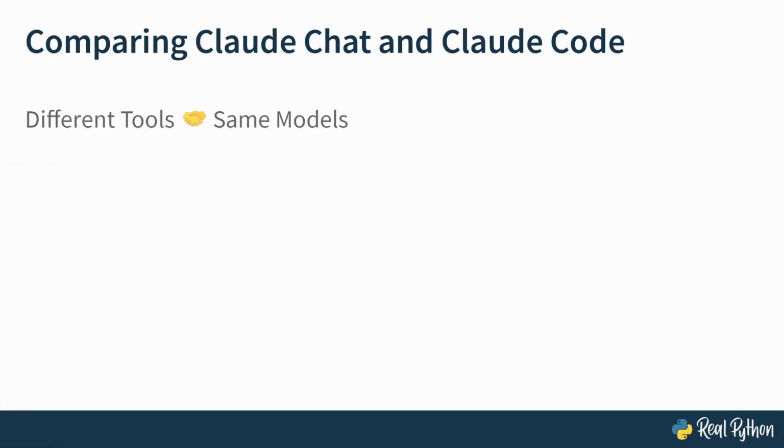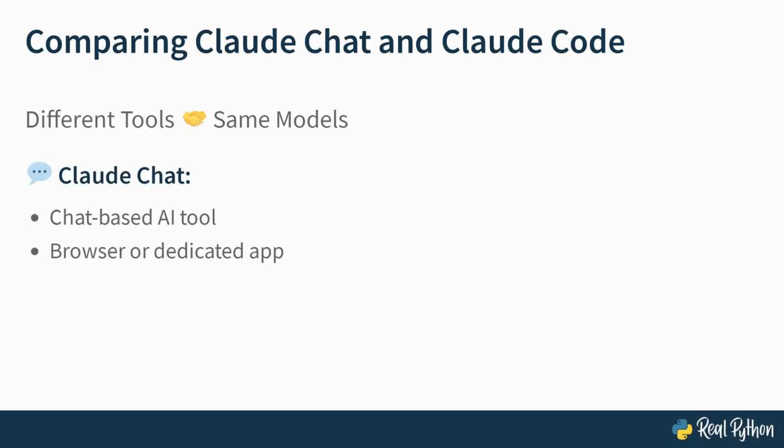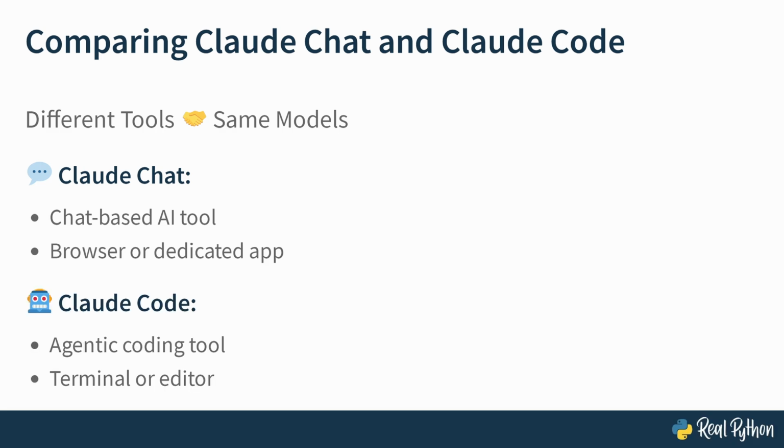Claude Chat and Claude Code are different tools that work with the same or similar underlying models. Claude Chat is a general assistant. You can compare it to ChatGPT, for example. It's great for explanations, Q&A, and even quick code snippets. So you can definitely use Claude Chat for coding. However, if you want to have your AI assistant right in your terminal, that's when Claude Code comes into the picture. Claude Code is a so-called agentic coding tool. That's a fancy word for a tool that can take actions for you.